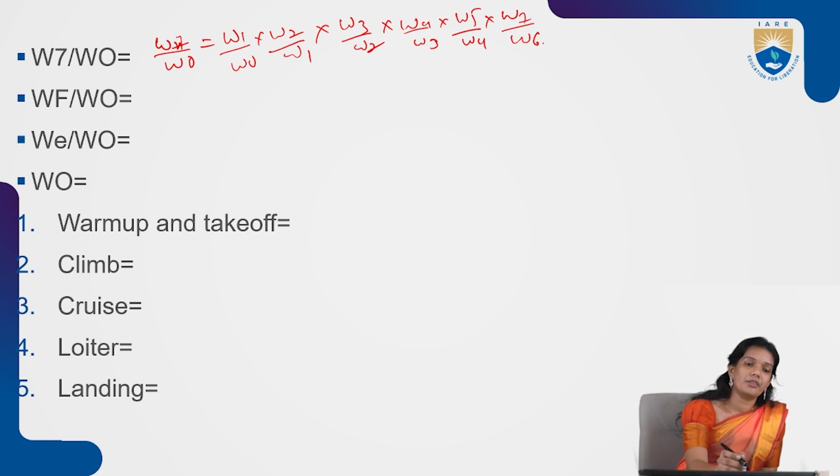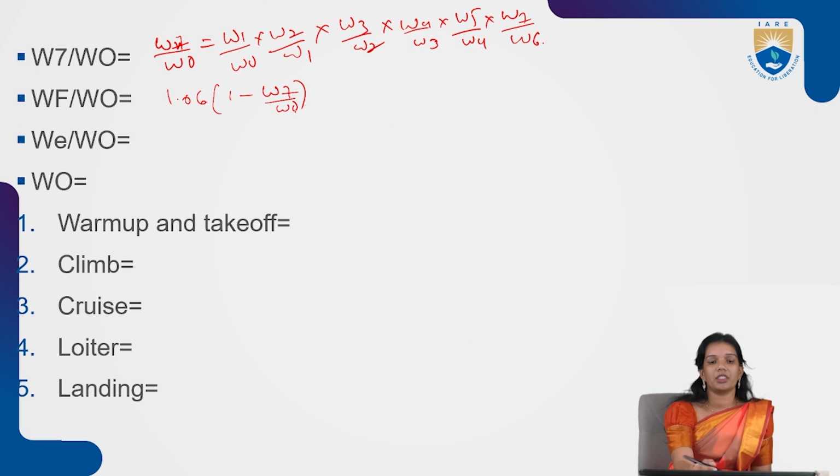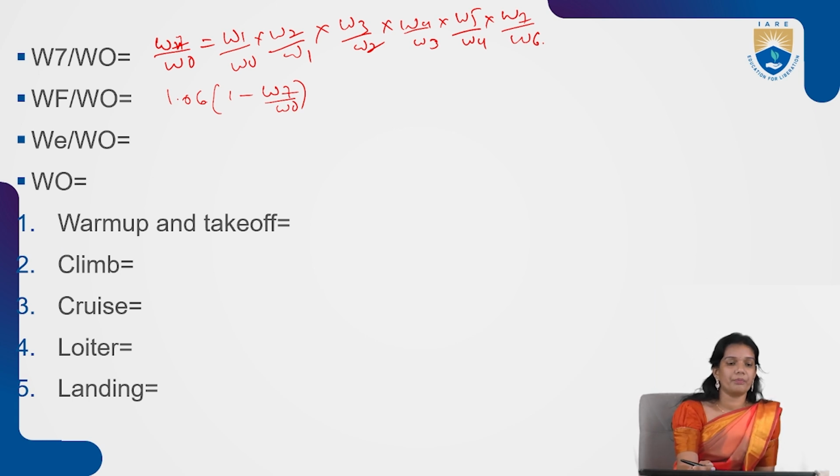From there, we would be calculating WF by W0, which is the fuel weight fraction. We know the fuel weight fraction is 1.06, taken for the reserve fuel or the trapped fuel allowance, times 1 minus Wx by W0, which is W7 by W0. Whatever we calculate for W7 by W0, we can rewrite there. Then WE by W0 is the empty weight fraction.